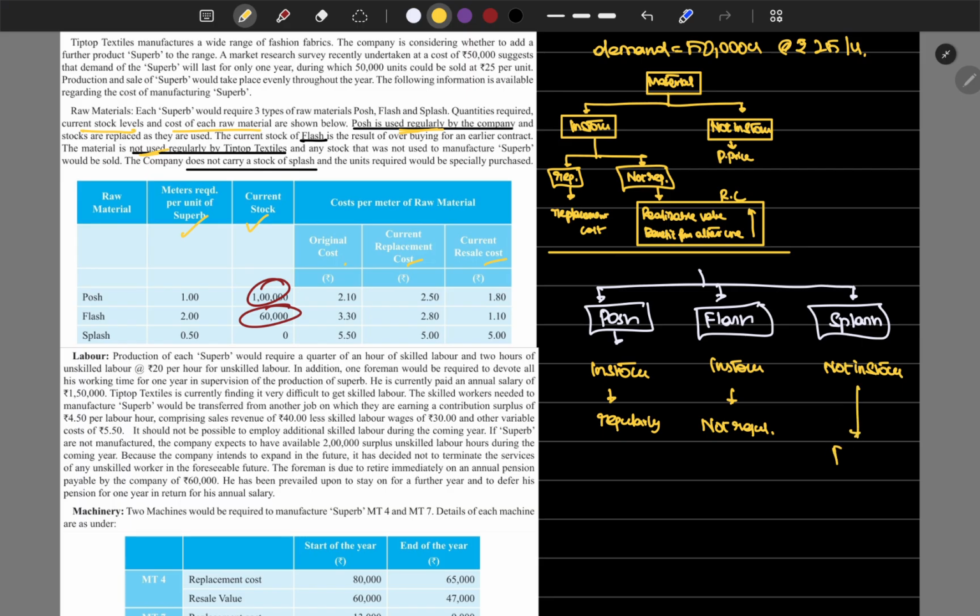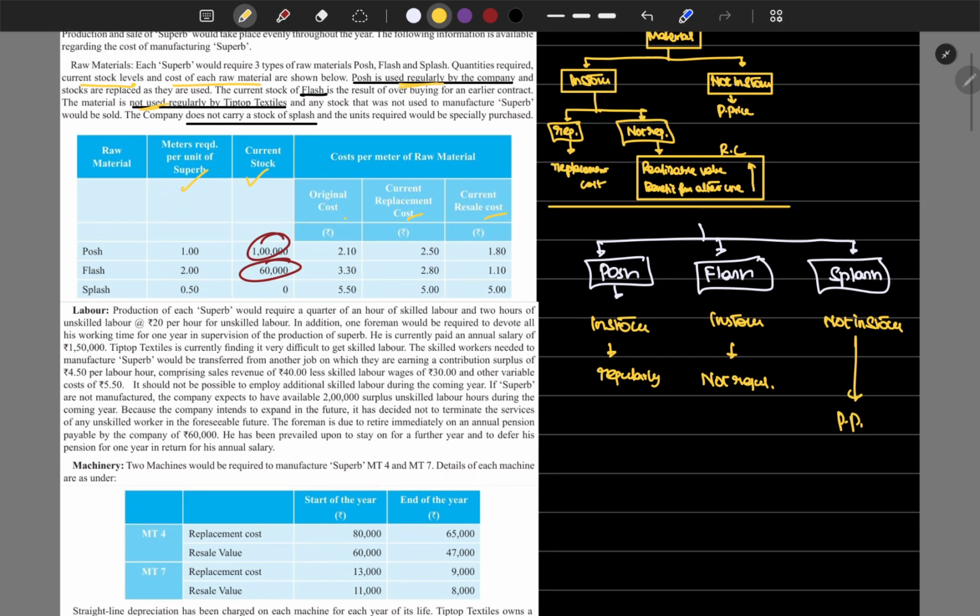The direct price is purchase price over relevant cost. Okay, what's the purchase price for splash? Splash purchase price is 5 rupees. Posh is regularly used, so if it is regularly used, we have to take the replacement cost. What's the replacement cost for Posh? Posh replacement cost is rupees 2.5.